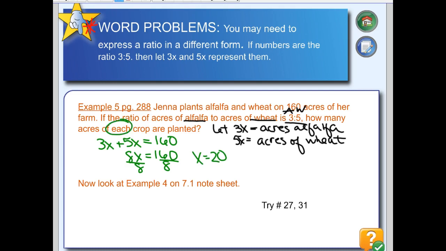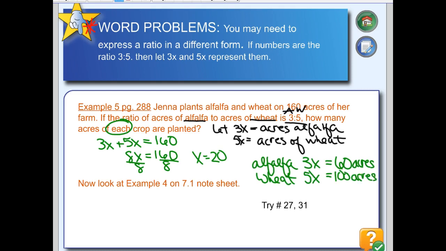How much of each? Well, we know alfalfa was 3x, so that's 3 times 20, which is 60 acres. Okay, wheat was 5x, so that's 5 times 20, which is 100 acres. And again, remember, since you were doing a story problem, I need a check. And if you add those together, we get 160 acres. And that is my check. Okay, the 5-step plan is still in play.